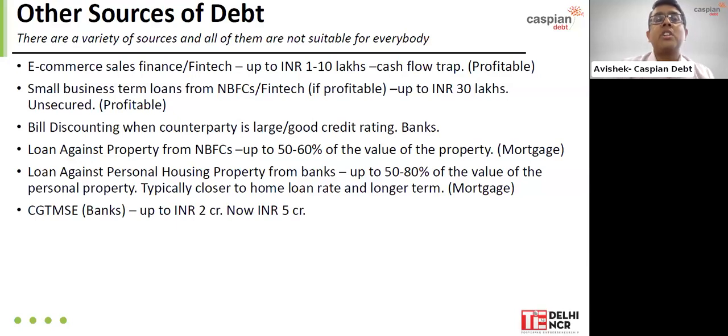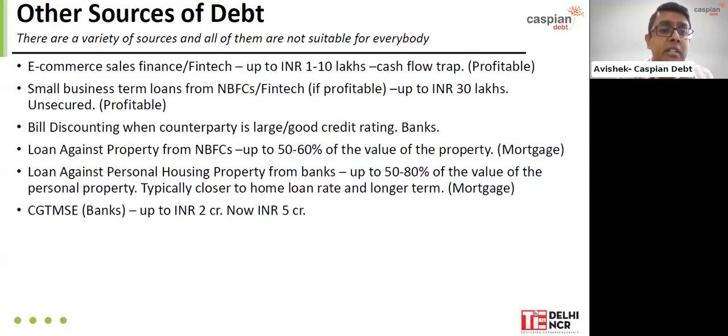There are small business term loans that are available from NBFCs or fintechs, but you have to be profitable. And these are loans up to 30 lakhs, sometimes up to 50 lakhs. And these are unsecured loans. You have to be profitable. I talked about bill discounting. You can get it from banks. There are some NBFCs also that are doing this. You can get loan against property from NBFCs of up to 50 to 60% of the value of the property as a mortgage.